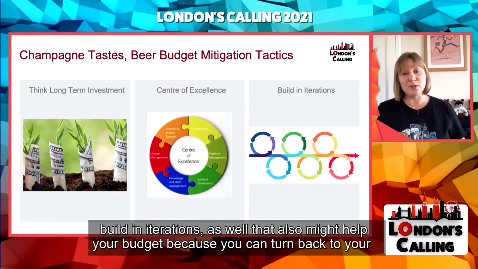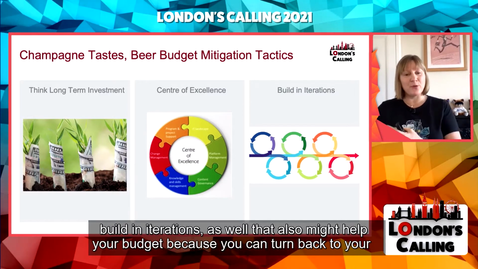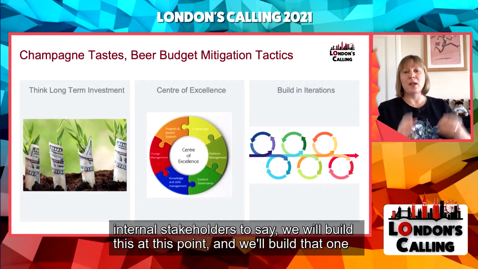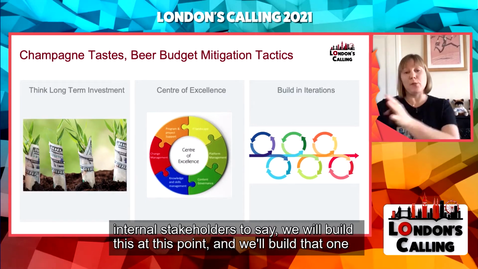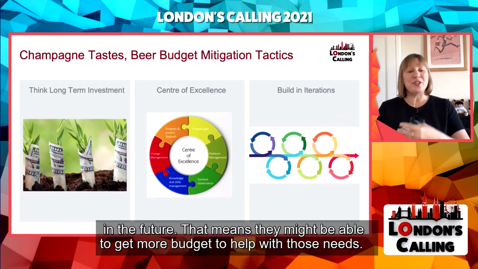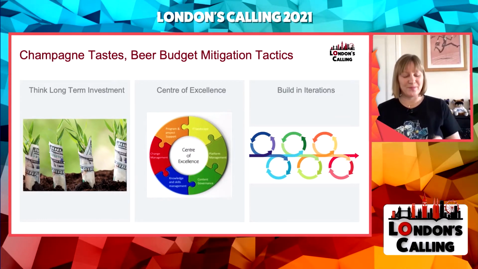Because when you build in iterations as well, that also might help your budget, because you can turn back to your internal stakeholders and say, we will build this at this point and we'll build that one in the future. That means they might be able to get more budget to help with those needs.